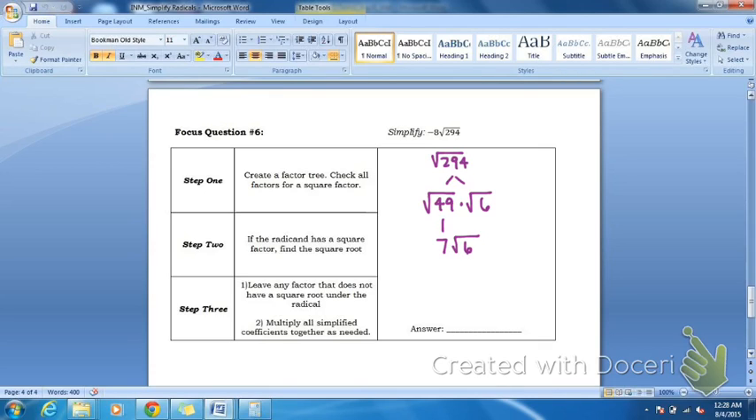Now don't forget we have to bring down that original -8 and we have to multiply that in. So we are about at our answer here. That's the times, by the way. So we get -56 radical 6.